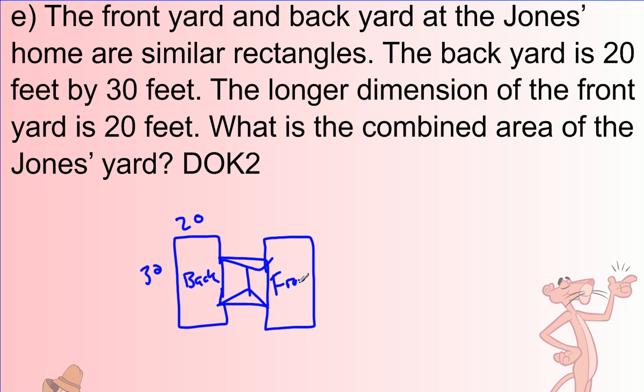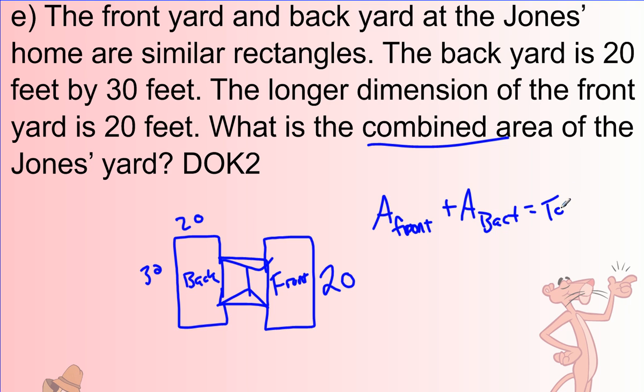The longer dimension of the front yard is 20 feet. That's the longer side of the front yard. What is the combined area of the Joneses' yard? So a combined area, to me, means we're going to take the area of the front plus the area of the back to get their total yard. That is our goal. That's what we want to do in this problem.